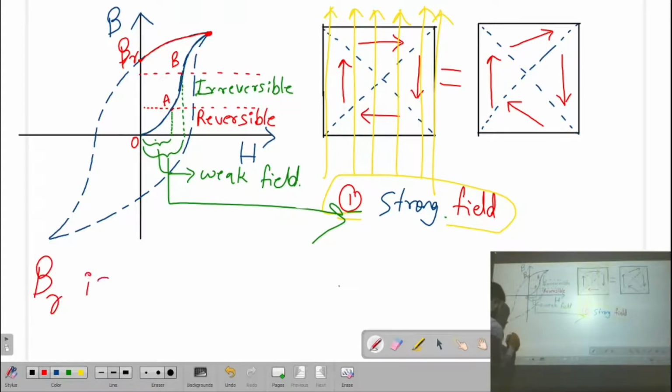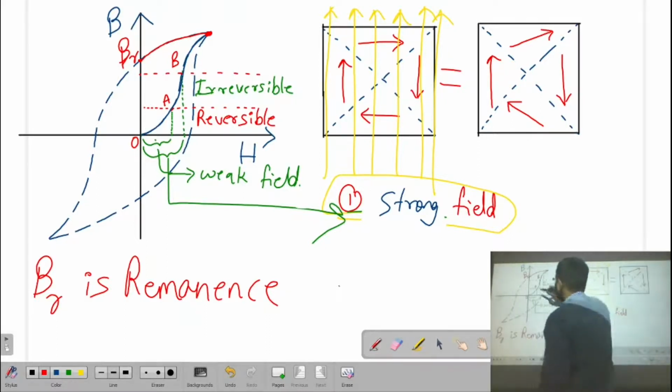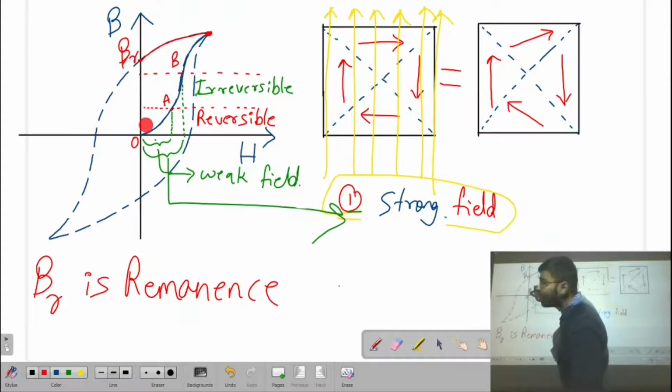BR is known as remanence. Remanence is nothing but the value of induced magnetic flux when you have external field 0.